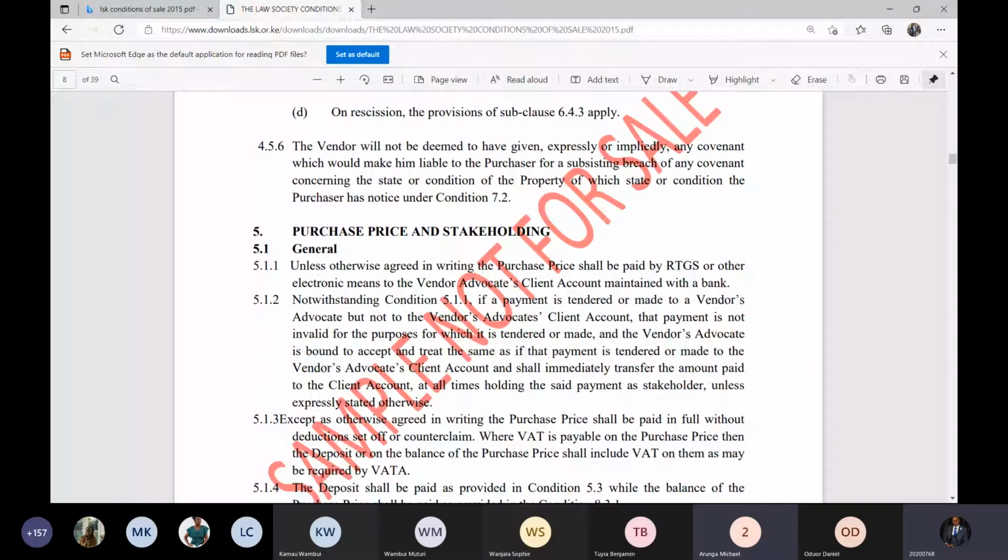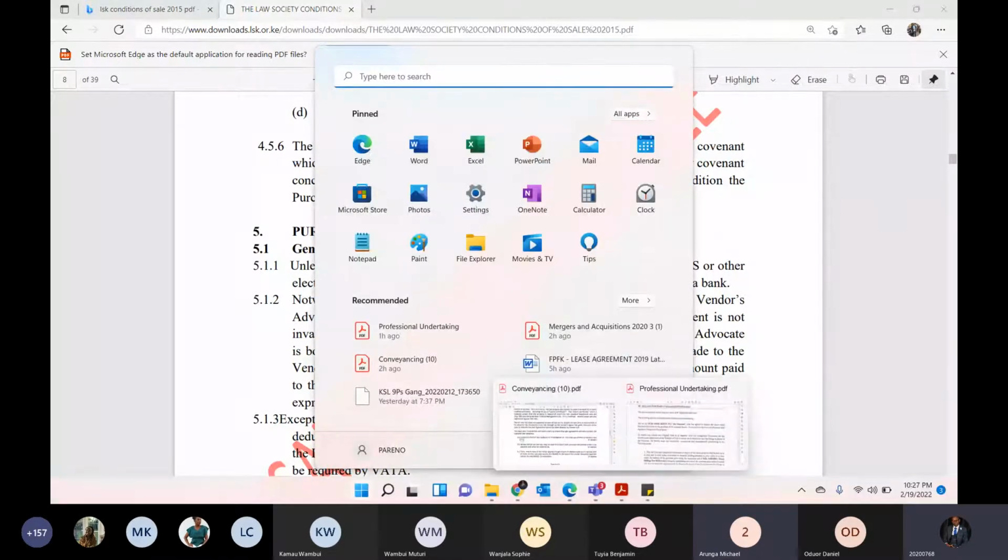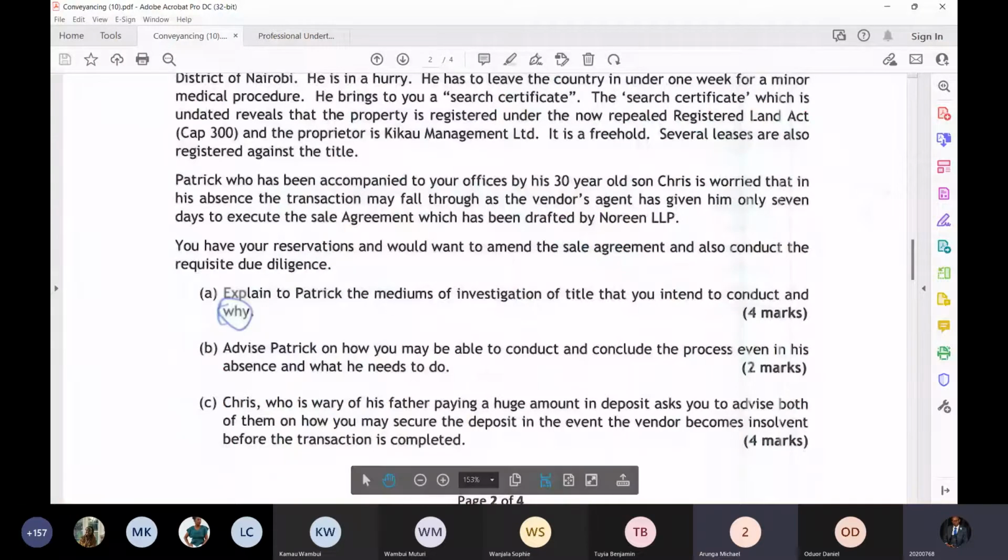Yeah. Now, guys, I've already opened the answer for you on part 3. Chris is wary of his father paying a huge amount in deposits, and asks you to advise both of them on how you may secure the deposit. How would you go about this? Solonka is okay. Yes, please go on.